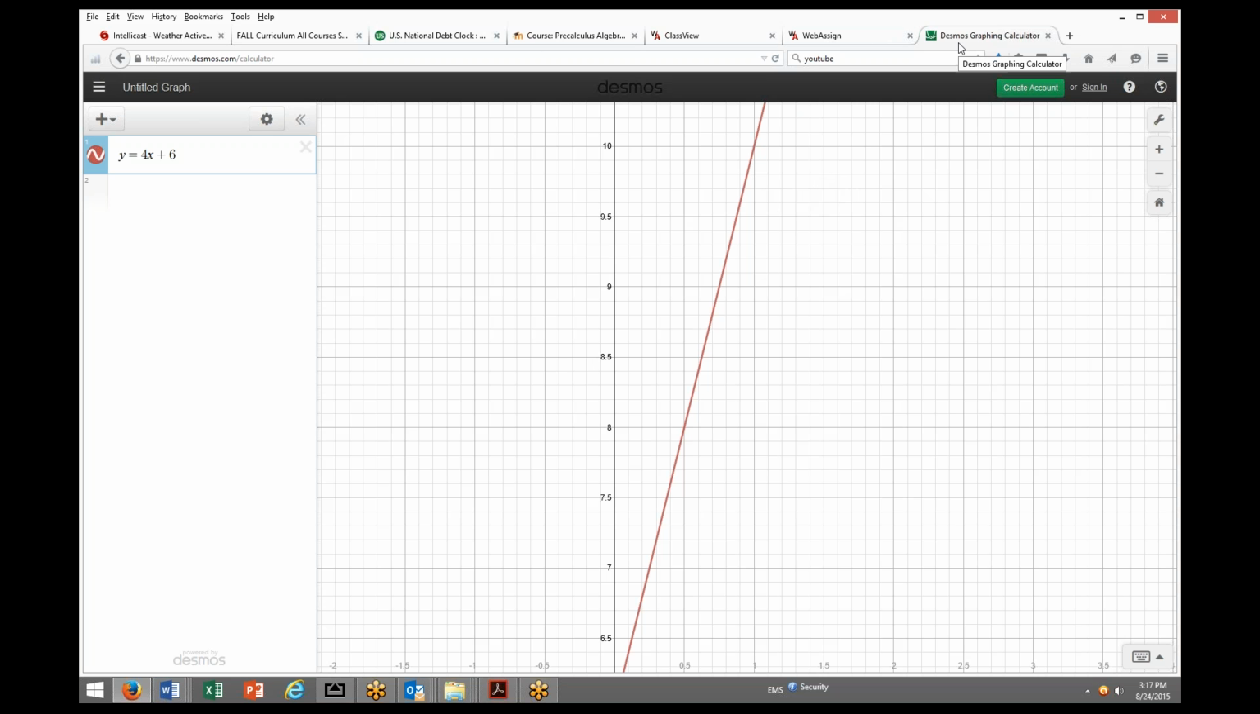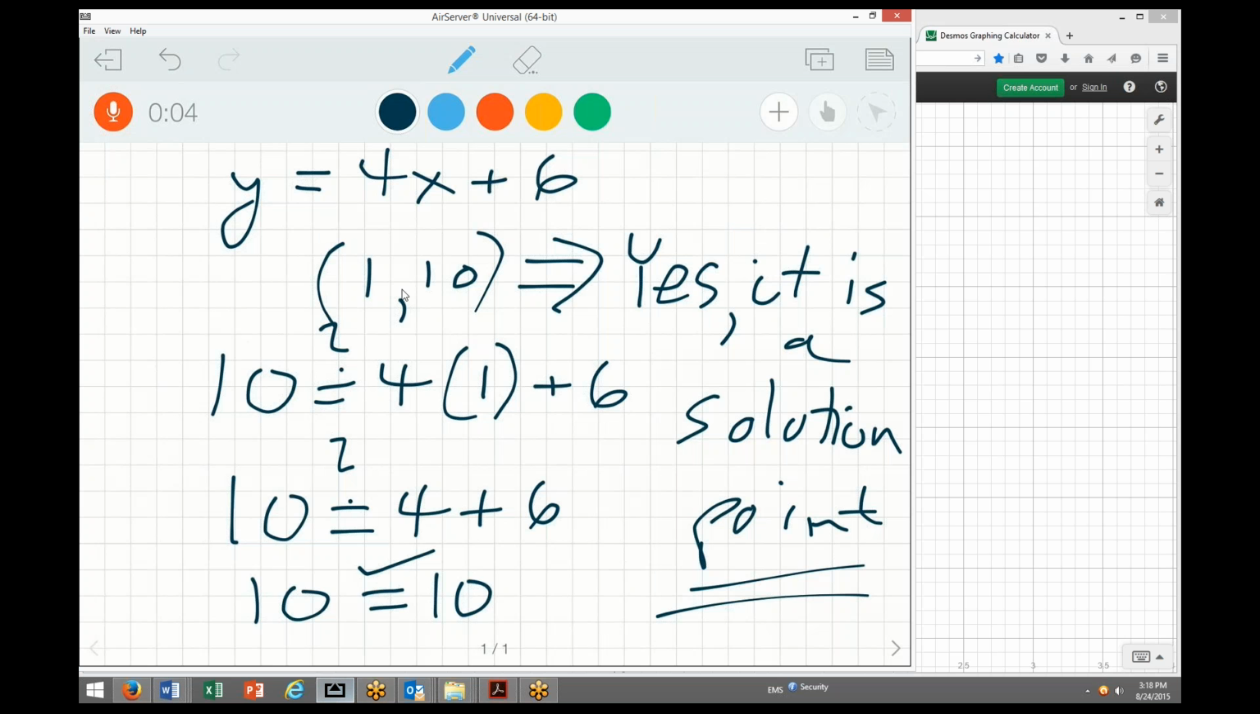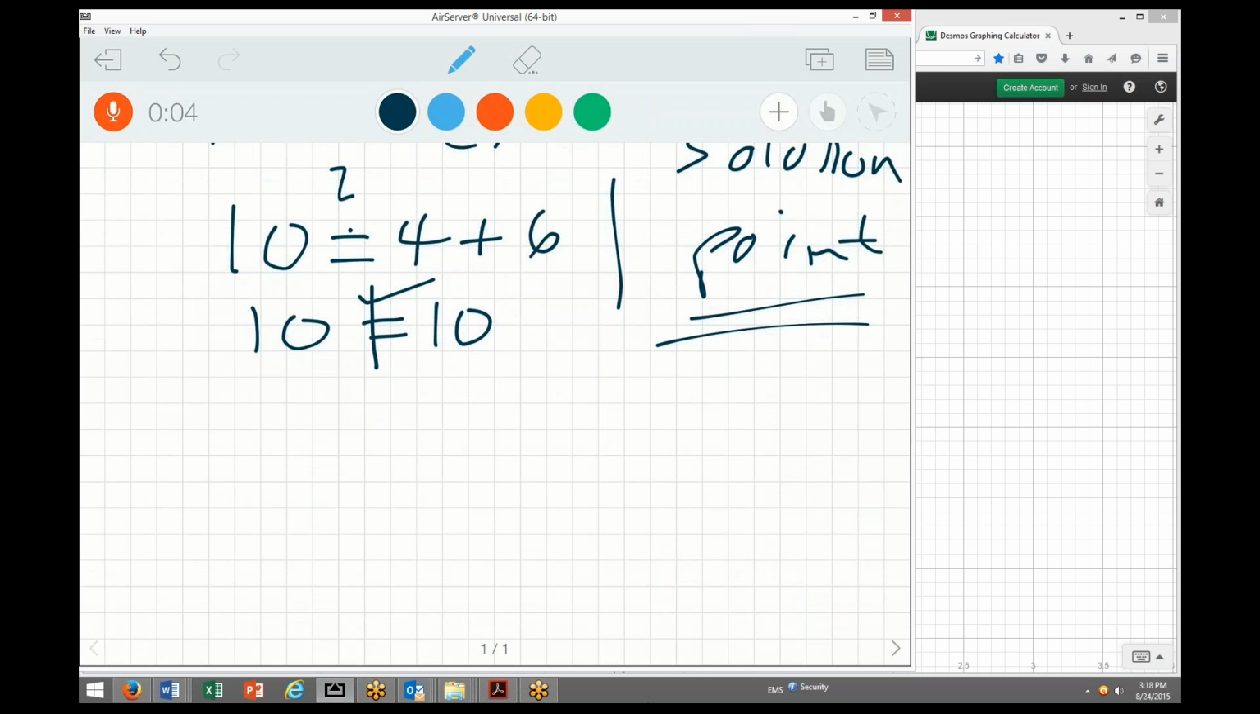Okay, now I'm going to go back to the AirServer program on the iPad again. Trying to move this up. Well, there it goes. Okay.